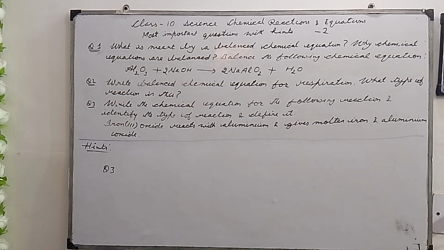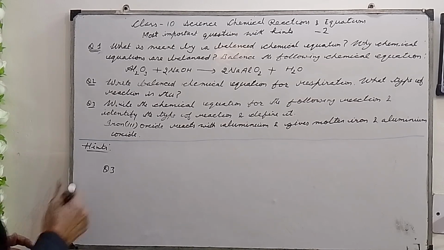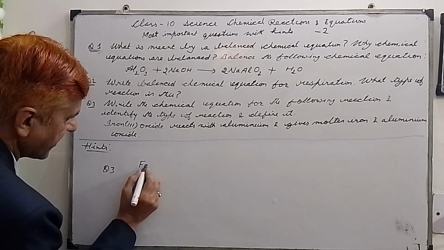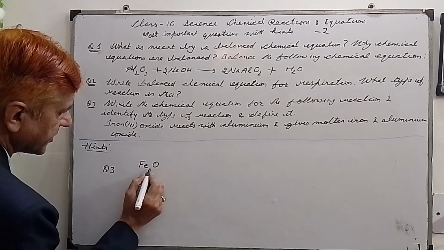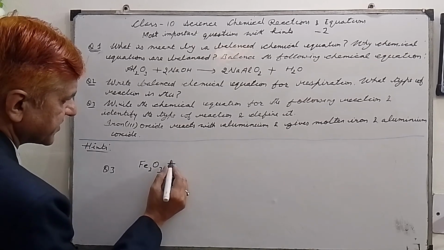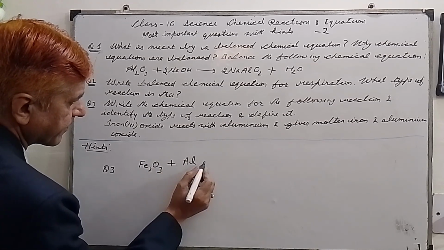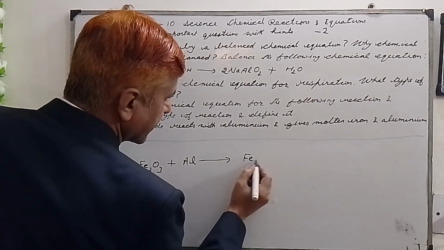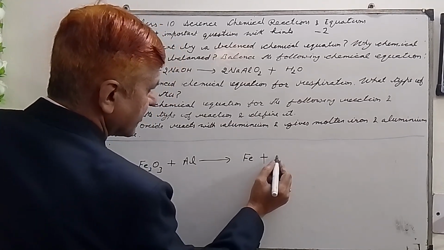So my dear students, the reaction is iron oxide, iron 3 oxide, Fe2O3. This is iron 3 oxide, which reacts with aluminium to give molten iron plus aluminium oxide.